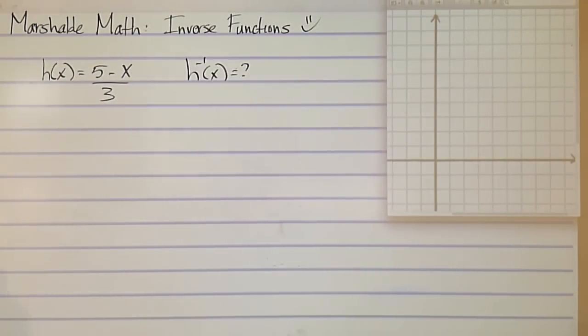Put your input in, you get your output out. You put your output in and you get your input out. You do the inverse function and you turn the math around. That's what I'm talking about.